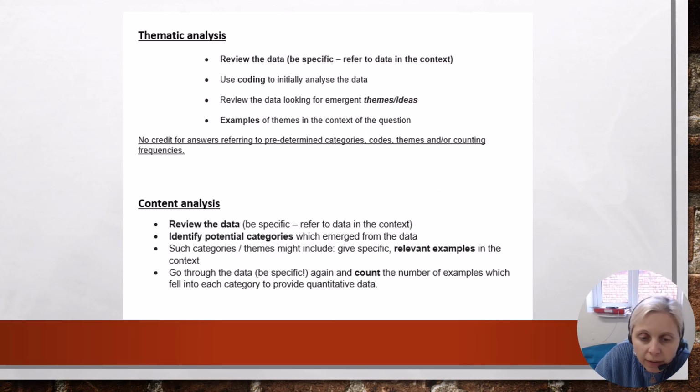Another reminder, thematic analysis versus content analysis. They have the same first step, reviewing the data, but in thematic analysis, you're going to identify themes, and the most important thing is that once you've got examples of themes, you're talking about organizing information into themes. Whereas in content analysis, you're identifying categories, coding categories, and then you're going to count them. Now, if you talk about counting in thematic analysis, that immediately voids your answer.